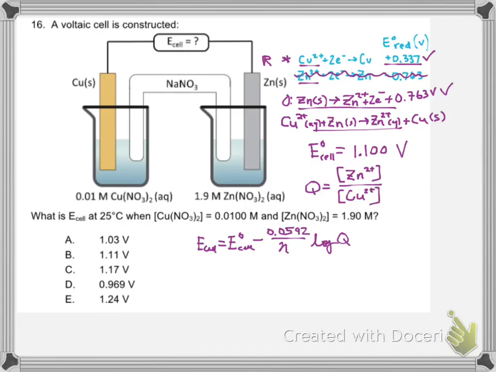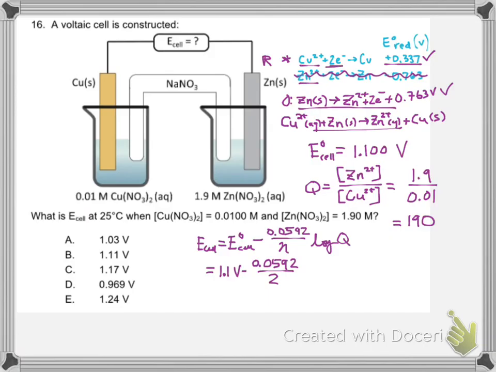So let's plug these values in and see what we end up getting. So our zinc concentration, we're told, is 1.9 molar, and our copper concentration is 0.01. So that means that our Q is going to be equal to 190. Now we have everything we need to answer our problem. So E cell is going to be equal to the E standard that we saw, that 1.1 volts, minus, and our correction factors are going to be, we've got the 0.0592 divided by, there's 2 moles of electrons transferred in our balanced reaction.